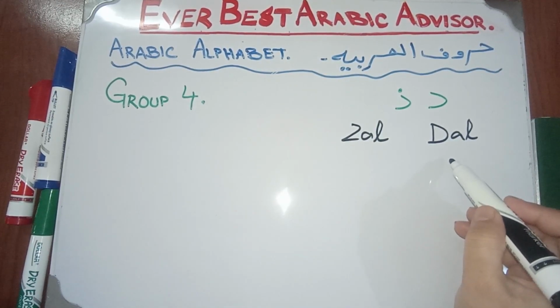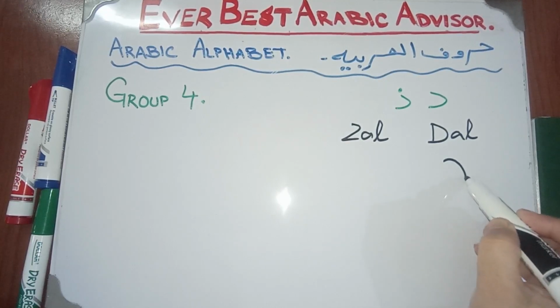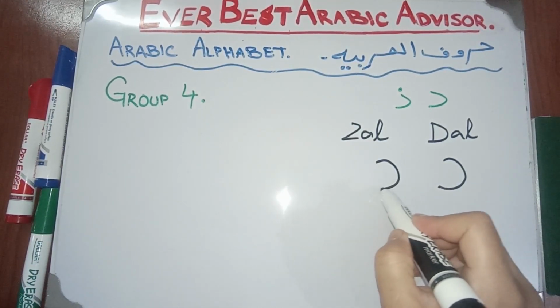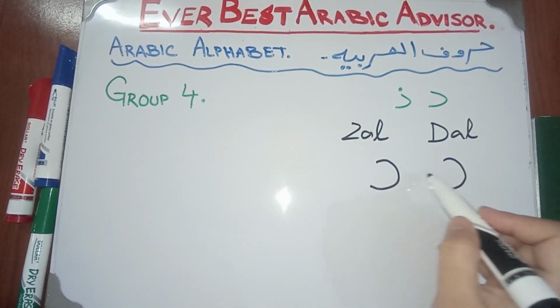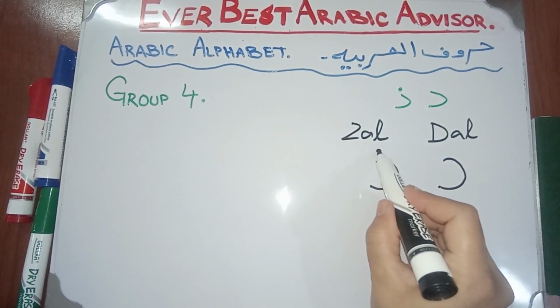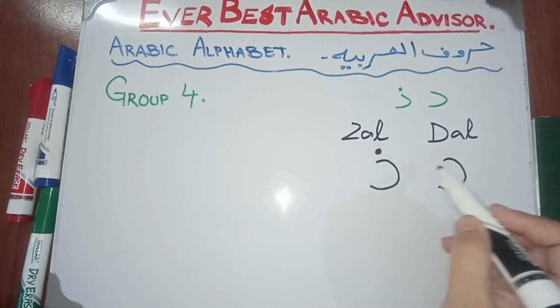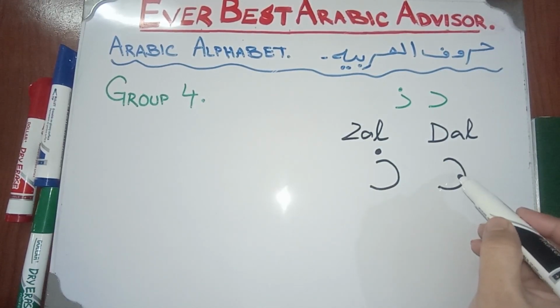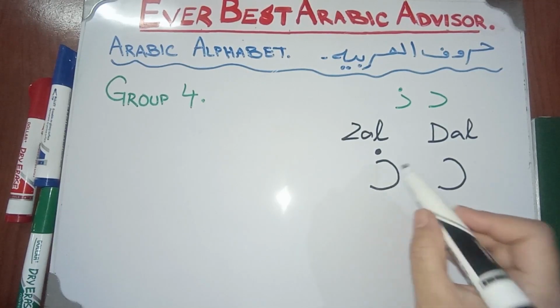It's simple. Half circle. Again, draw it. It's just like a half circle. The basic shape is the same, but the presence of one dot over the second letter makes it different from the first one. It is Dal and it is Zal.